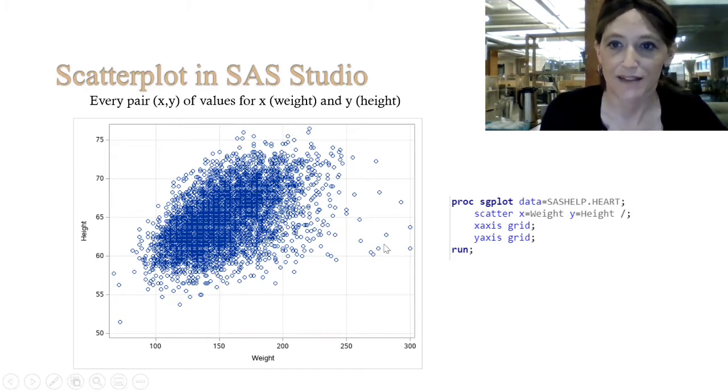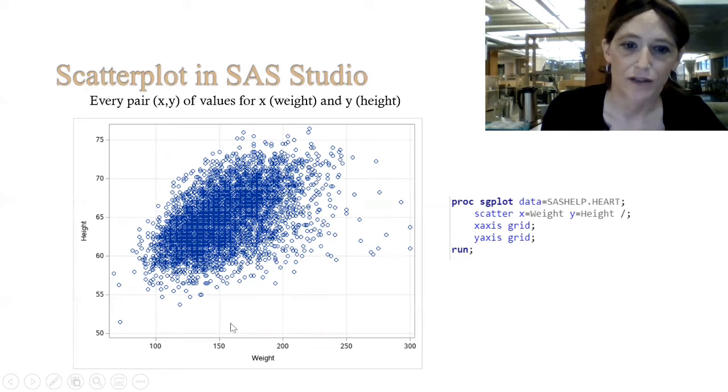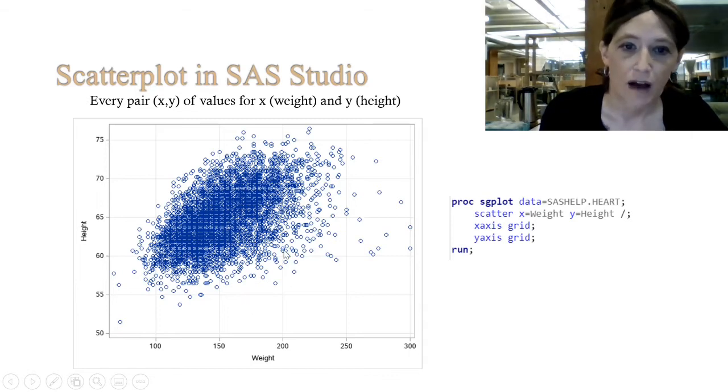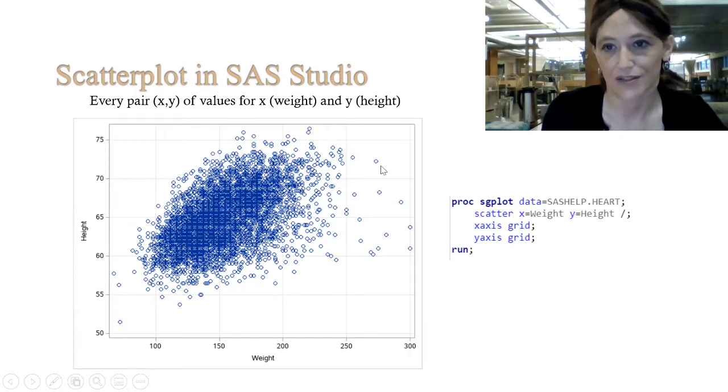I don't know what your eyes are telling you as far as what this looks like. It kind of looks like a cloud of points. But overall, you could see as weight increases, or as we go up on the x-axis, height is also going up slightly. And the reverse is true as well. As height increases, overall weight is increasing. We're seeing fewer points down here. Okay, we see a few, but overall it's moving in that direction.